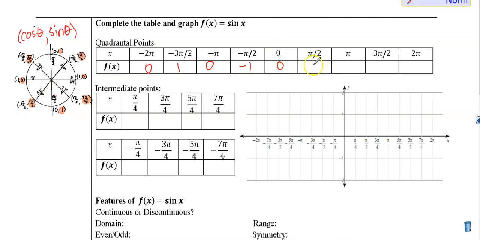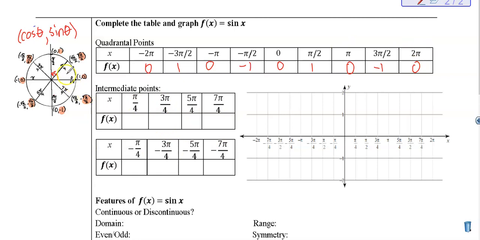Now, we'll rotate in a positive direction. Sine of pi over 2 is 1. Sine of pi, 0. Sine of 3 pi over 2, negative 1. And sine of 2 pi back to 0. Okay? Same thing with our pi over 4s.